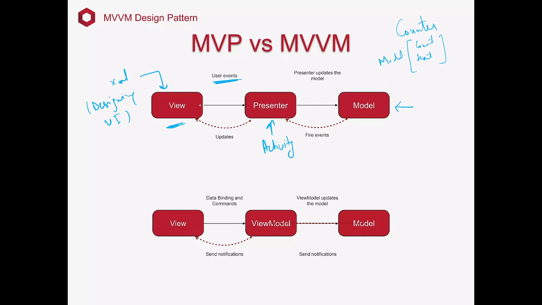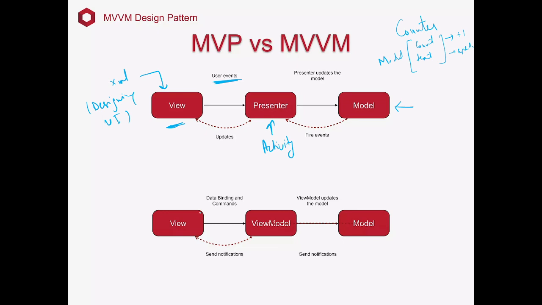Whenever I'm clicking on the plus button, the event will go to the presenter, and then the presenter makes some modification in the model. It will increase the count value by 1 and also update the text. Now the model will be changed, and it will then go again to the presenter. The presenter will see that some changes have been done in the model, then it will update the view. That is the flow of MVP.